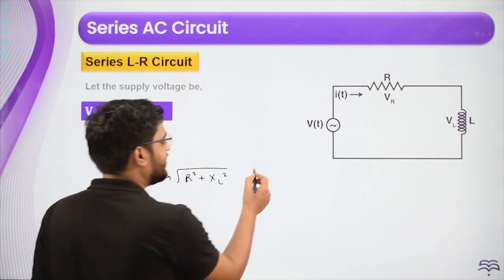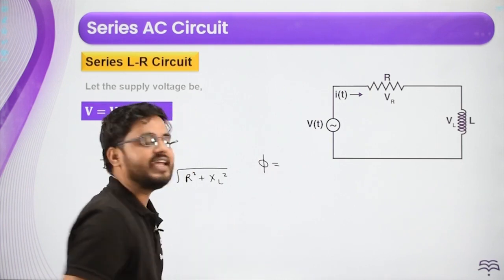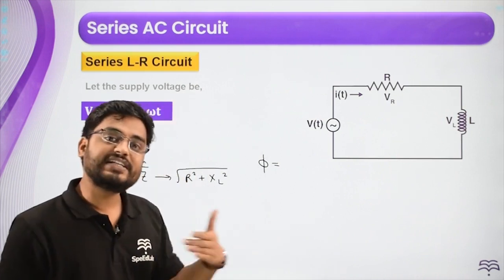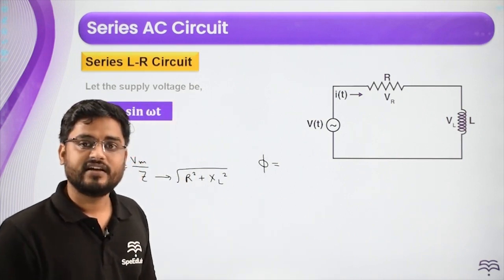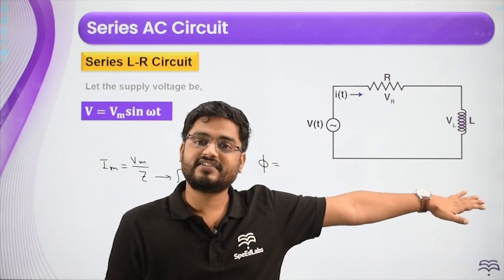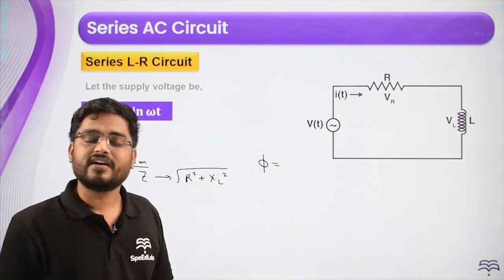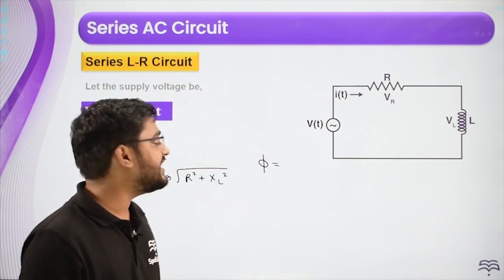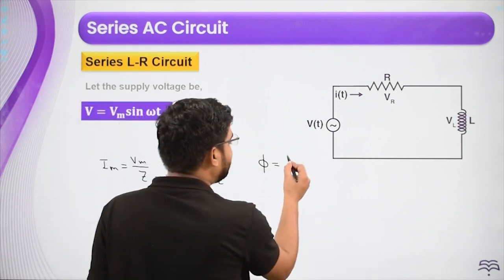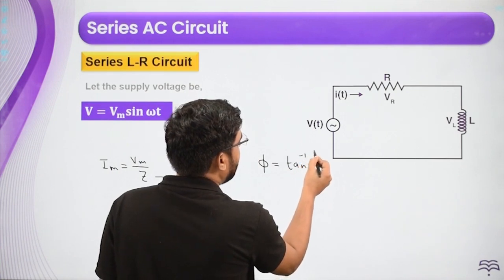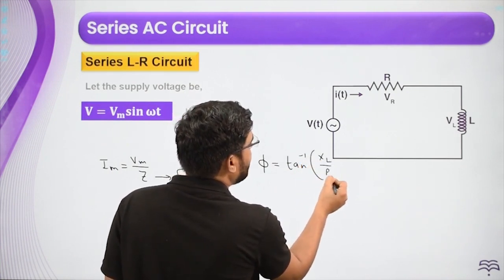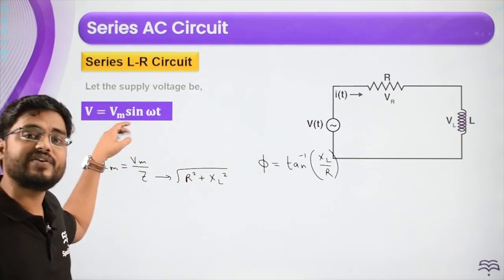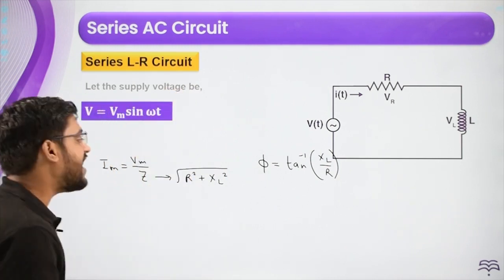Another thing is phi. We know that in case of an inductor only, the voltage leads by an angle of 90 degree. So if there is a resistor and inductor, the voltage will still lead but by an angle which is lesser than 90 degree, somewhere between 0 and 90 degree. So how much will that be? That will be tan inverse XL by R. And who will lead? Here the voltage will be leading. The voltage is already given, so we'll say current will be lagging by an angle phi.